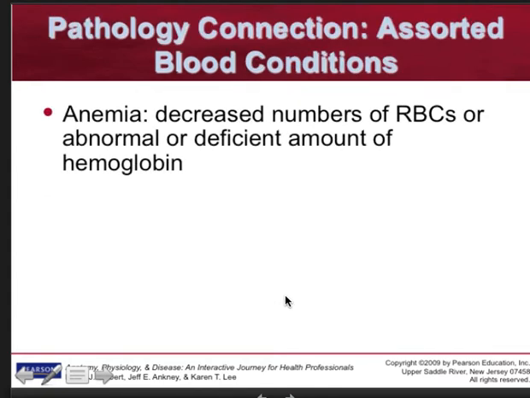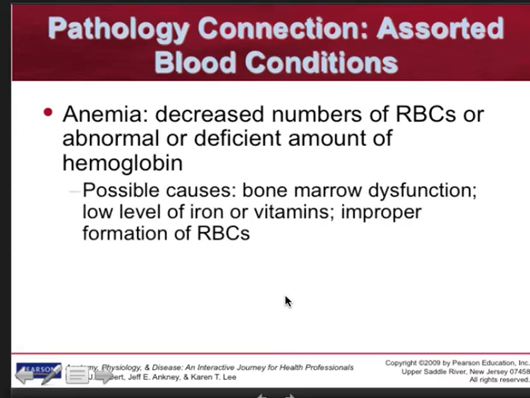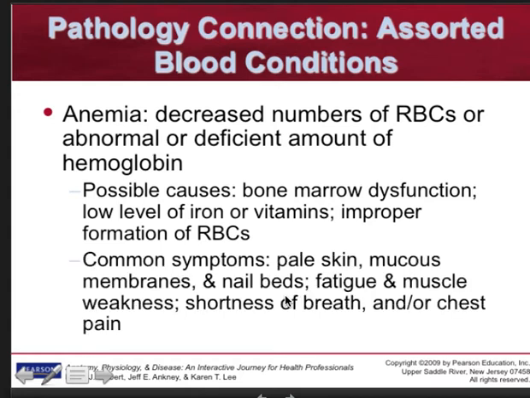Anemia is a decrease in the number of red cells or an abnormal or deficient amount of hemoglobin. Possible causes include bone marrow dysfunction, low level of iron or vitamins, or improper formation of red cells. Common symptoms include pale skin, mucous membranes and nail beds, fatigue and muscle weakness, shortness of breath, and chest pain.